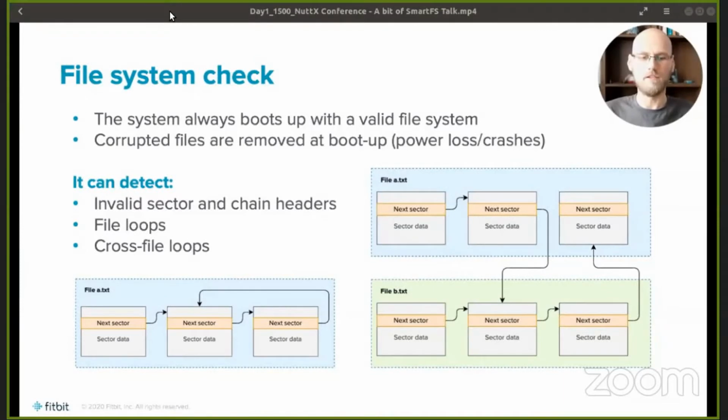It doesn't only verify the sanity of each sector, it also looks for file loops and cross-file loops. Remember that an entry, be it file or directory, is simply a linked list of sectors, and power losses or crashes could mess up the links between them. In the left diagram we have a file loop and in the right one we have a cross-file loop. The read function will never reach the end of these files and the watchdog may not even catch this.